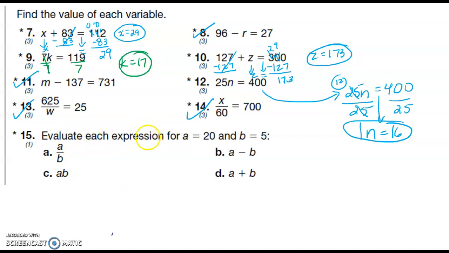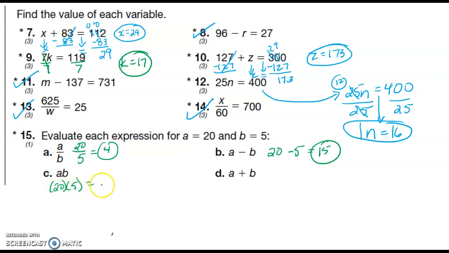Number 15 says evaluate each expression for a is equal to 20 and b is equal to 5. So here I have a divided by b, and that's equal to 4. Here I have a minus b, which is equal to 15. You can see I'm just plugging in the numbers as I go. AB means that it's multiplied, so I'm going to write it like this. 20 times 5 is equal to 100. And then here I have 20 plus 5, which is equal to 25.